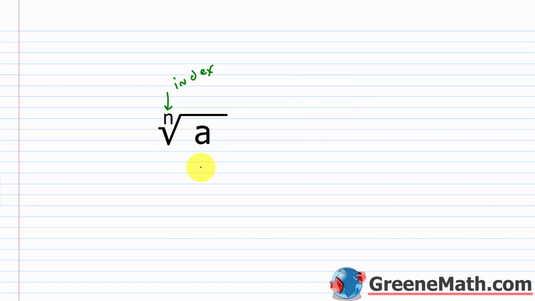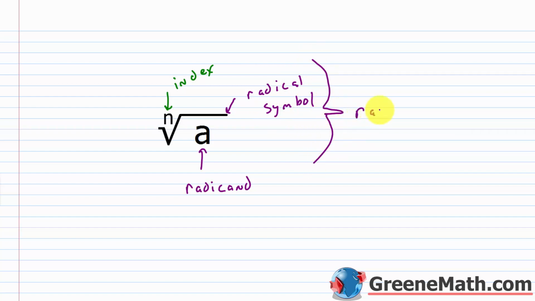Then this number or variable or expression that's underneath the radical symbol is known as a radicand. And then the symbol itself is just called a radical symbol. Radical symbol, okay? Then when we talk about the whole thing together, it's just known as a radical. So when I say a radical, I'm talking about all parts of this together.